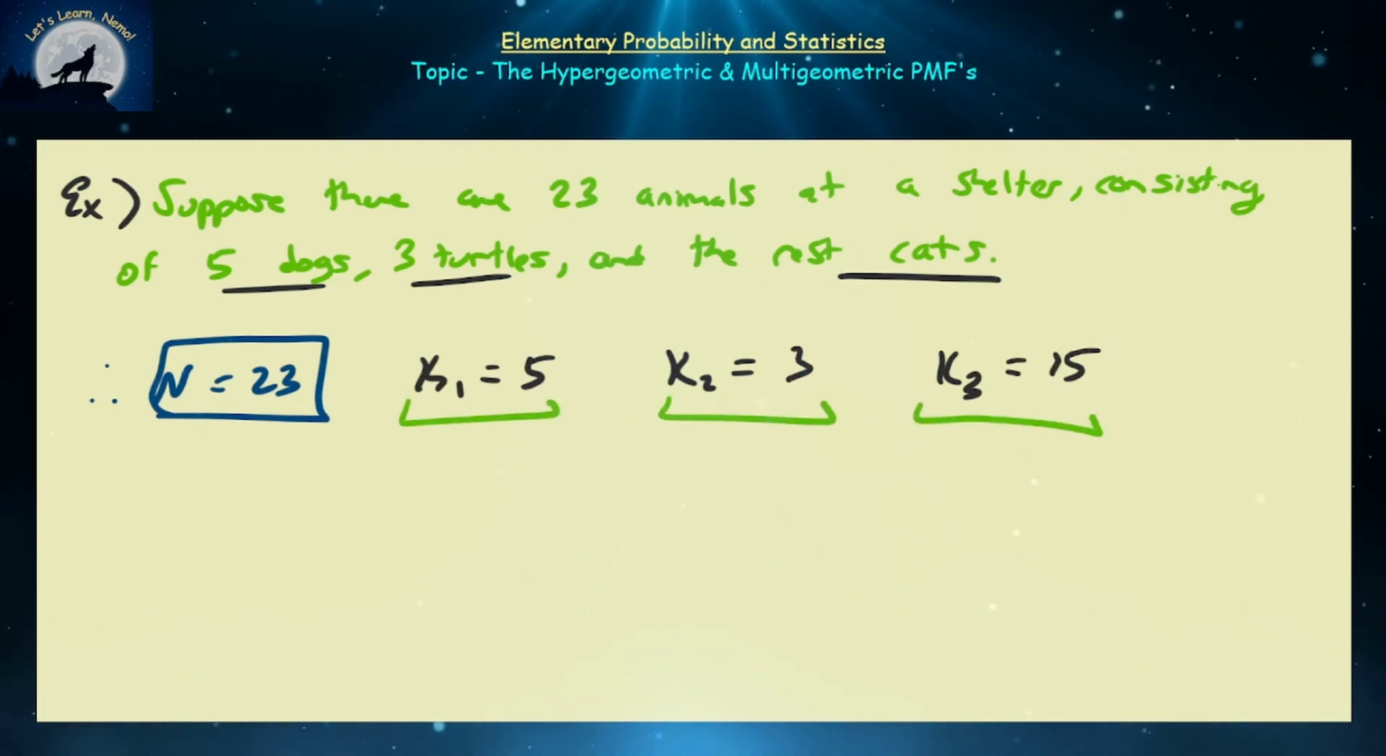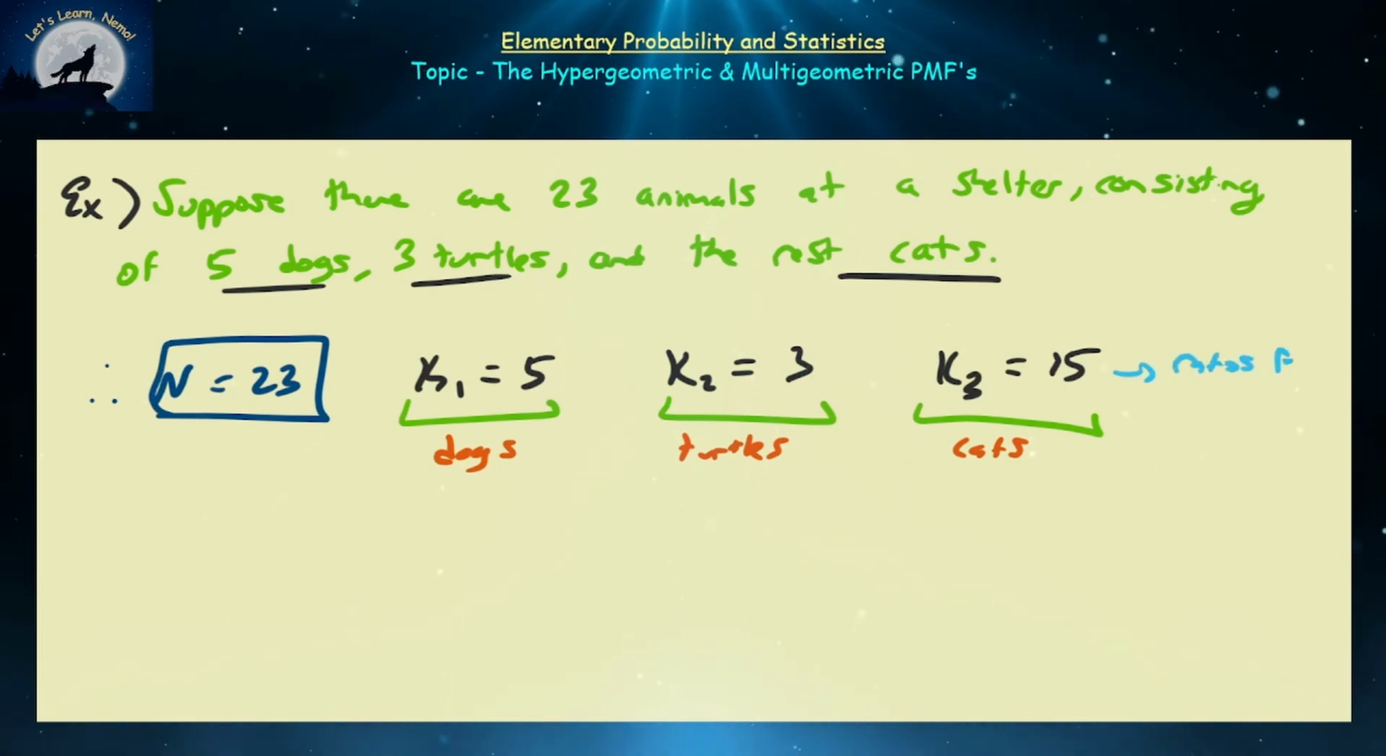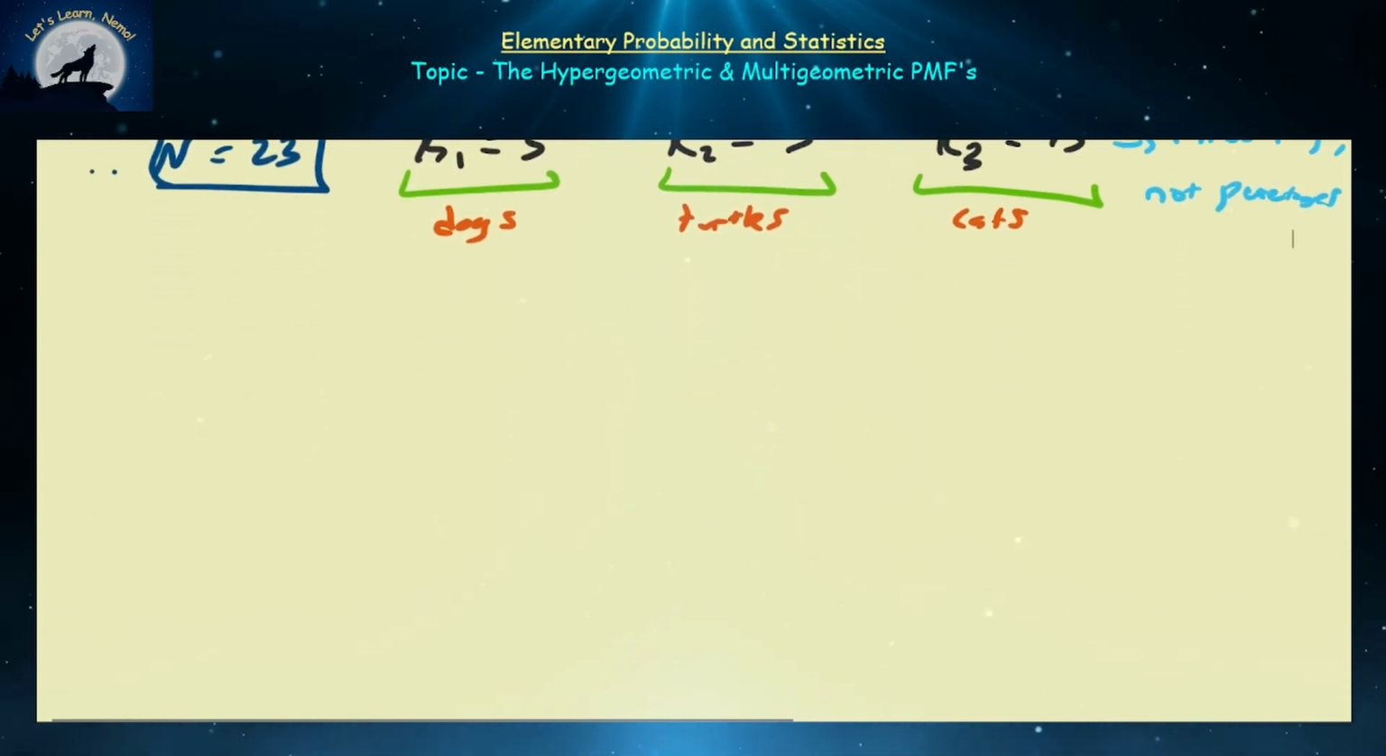Let's also label these so that we do not forget, since we are naming them K1, K2, K3. You could also call it K-dog, K-turtle, and K-cat if you want to subscript with words. But this is dogs, turtles, and cats, right? And also keep in mind, this allows us to build ratios for probabilities, not percentages. Not necessarily percentages anyway, because ratios can be converted to percentages, but percentages cannot be converted backwards into meaningful ratios, typically speaking.